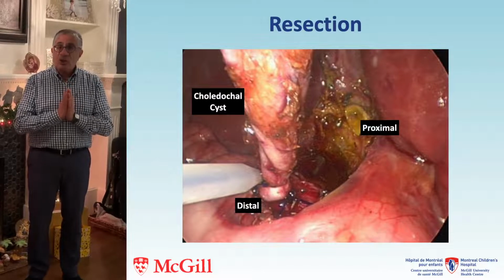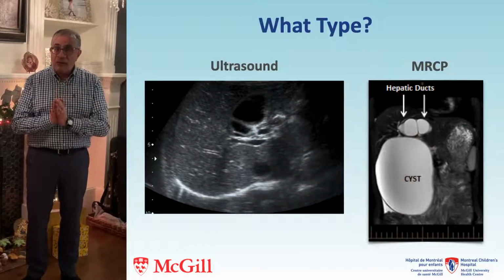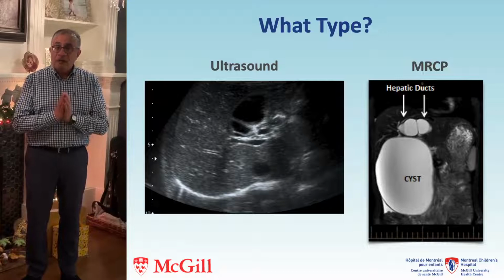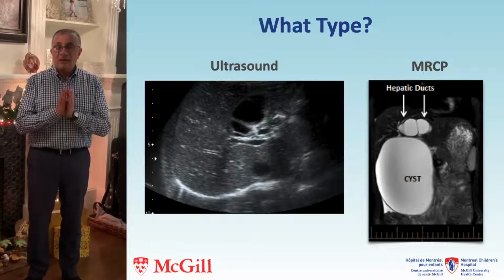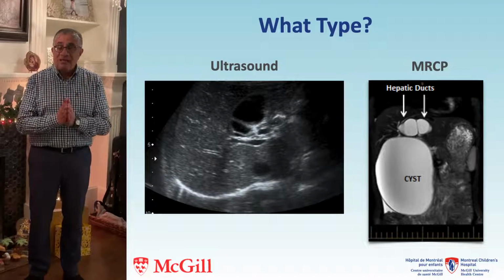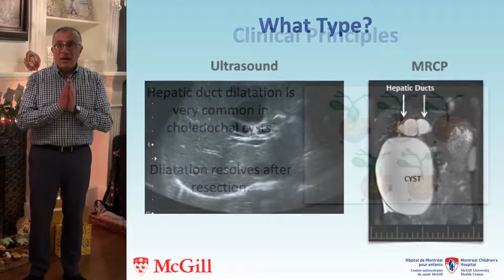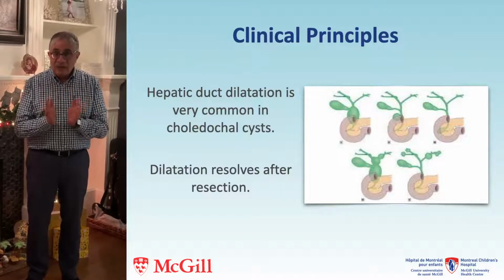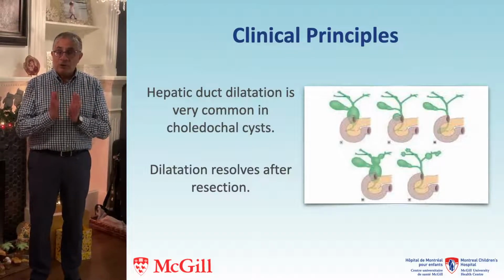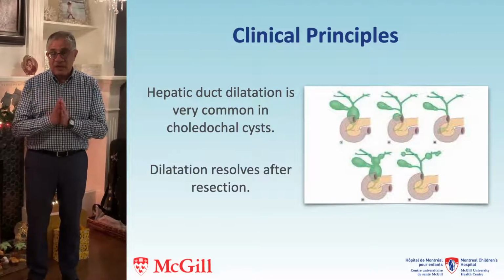I just finish by showing you her ultrasound again and another MRCP of a different patient that both show common hepatic duct dilatation. Very important to understand that by looking at the types of choledochal cyst, this is still a type 1. An important clinical principle is that dilatation of the common hepatic ducts does not make this a type 4. A type 4 is usually multiple intrahepatic or chain of lakes dilatations.